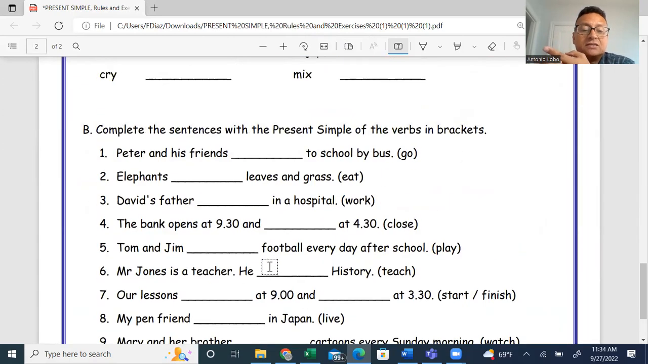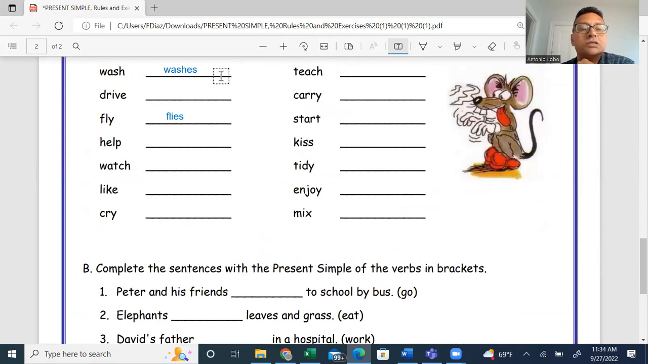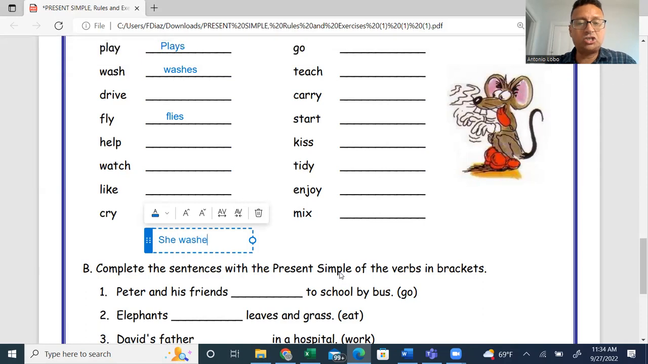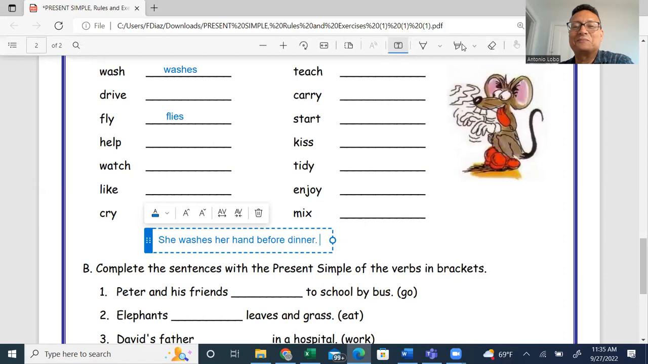When you finish with this exercise, you are going to use these verbs to make a sentence, okay? For example, she washes her hands before dinner. Okay? So you're going to choose 5 verbs to make 5 sentences. Just 5 sentences from 5 verbs. Okay? All right. Let me send you this exercise. I will give more explanation during class. Okay? See you guys later.